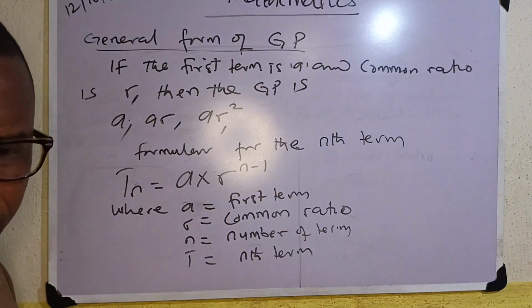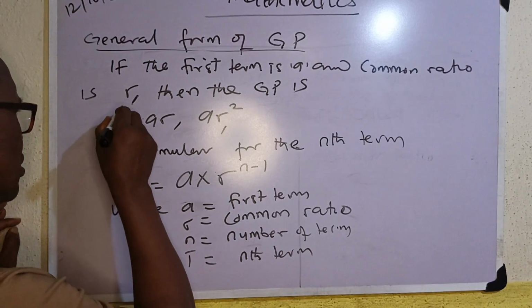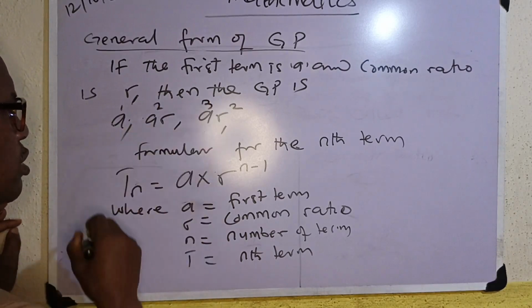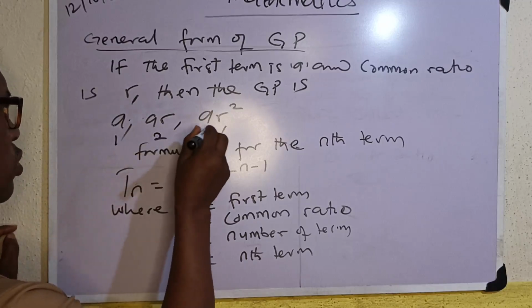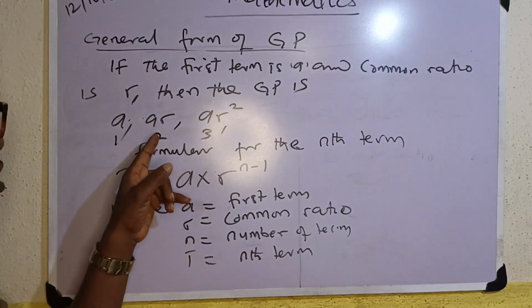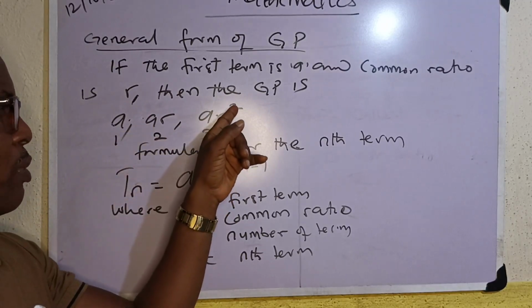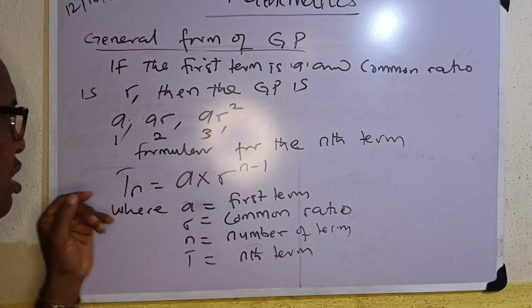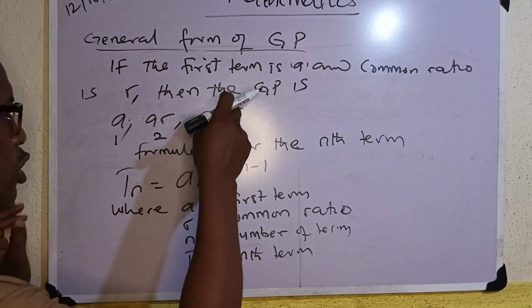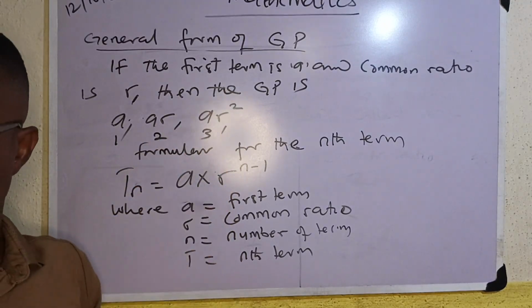What did you notice in this? This is the first term, the second term, the third term. You notice that as this progresses, the power is reduced by 1. This is 3, now you have 2. The power is reduced by 1. Is that clear?